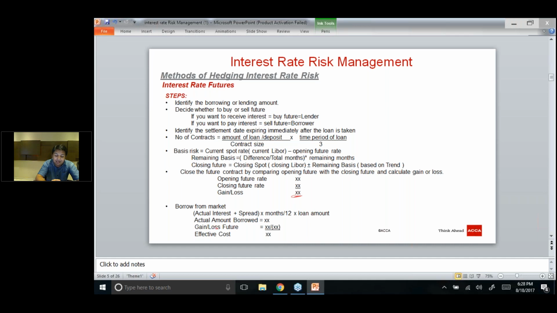Then adjust the gain or loss of the future with it. And finally, you will calculate the effective cost. That's how you're going to tackle the exam of interest rate future. Obviously, these are the basic steps. We will learn all these steps with the help of a past paper exam question.